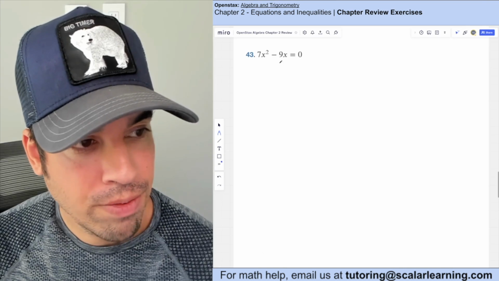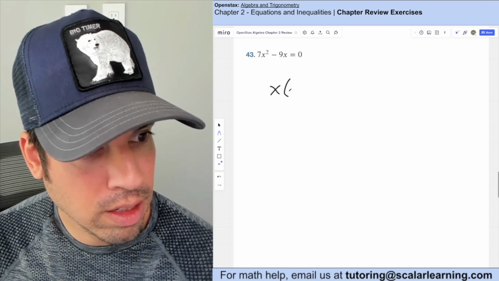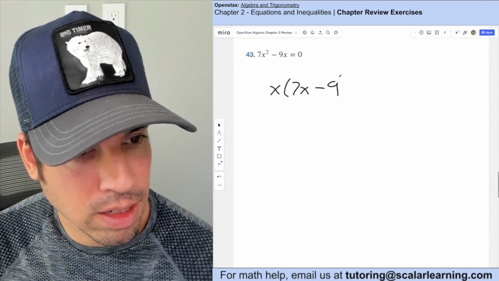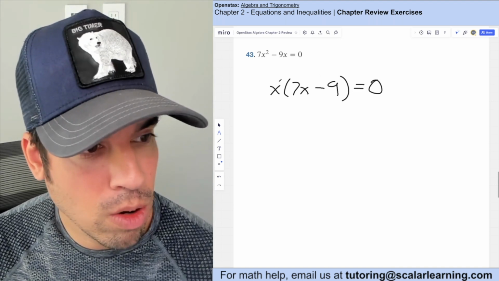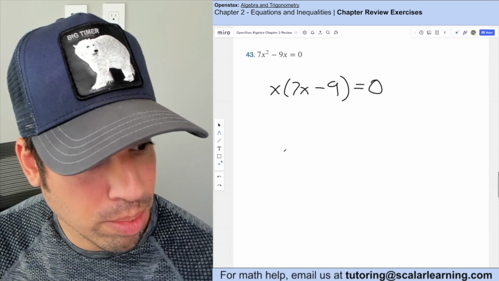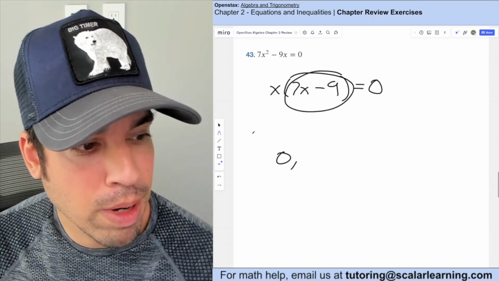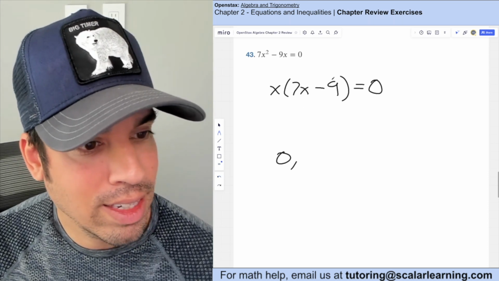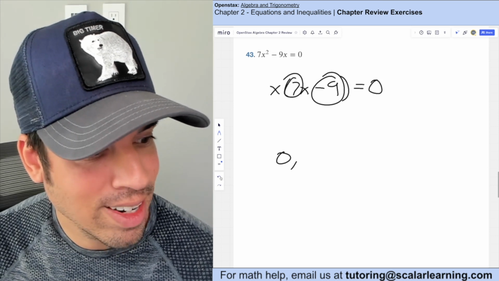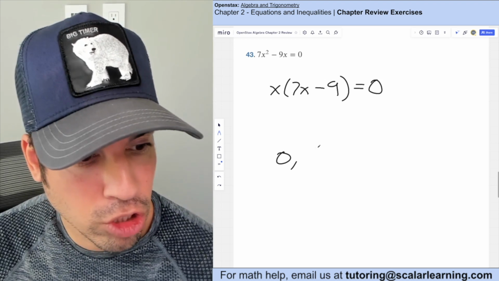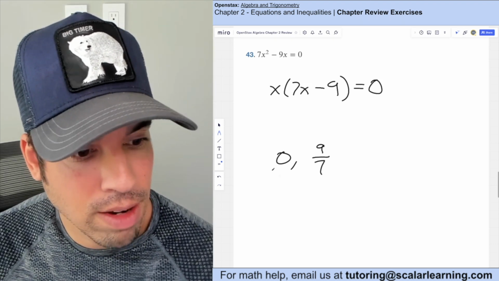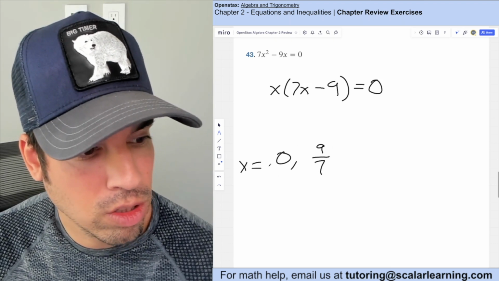Done. Here we're going to factor an x out of both terms. So I have x times 7x minus 9 equals 0. Now this is good enough to get a solution because now I got to figure out what's going to make this part 0 out. That's simply 0. And what's going to make this binomial 0 out? Again, it's this part over this part negated. So it's negative 9 over 7 negated, which is just positive 9/7. So these are the solutions.